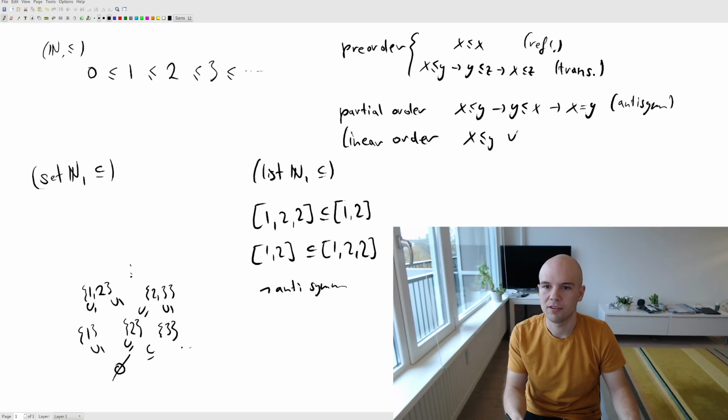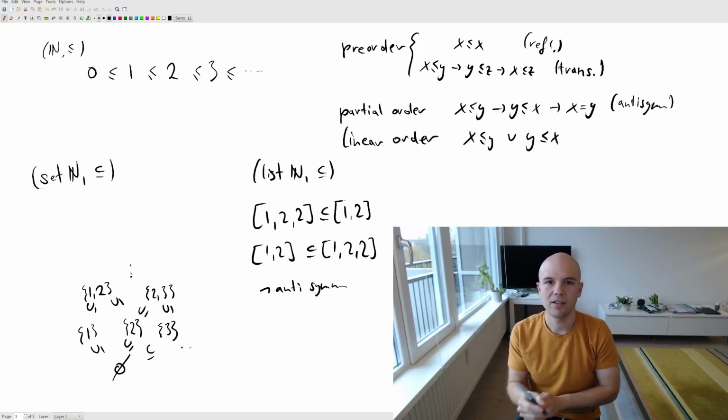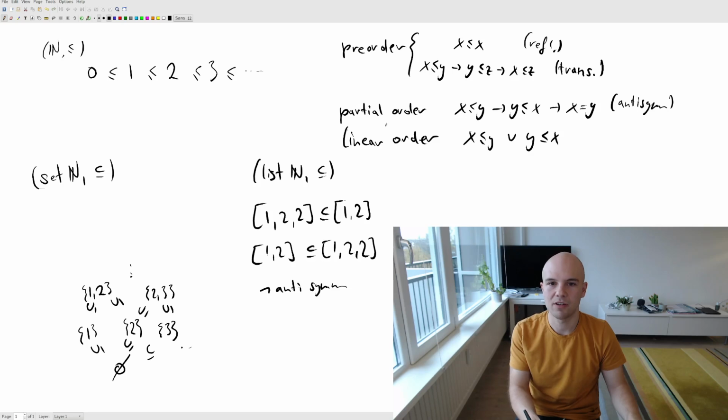And for this, any two elements can be compared either one way or the other. Okay, and in Lean, these types are called exactly like this. They are type classes.